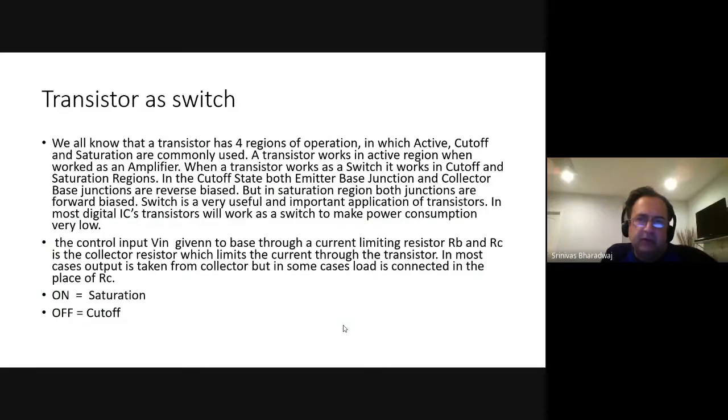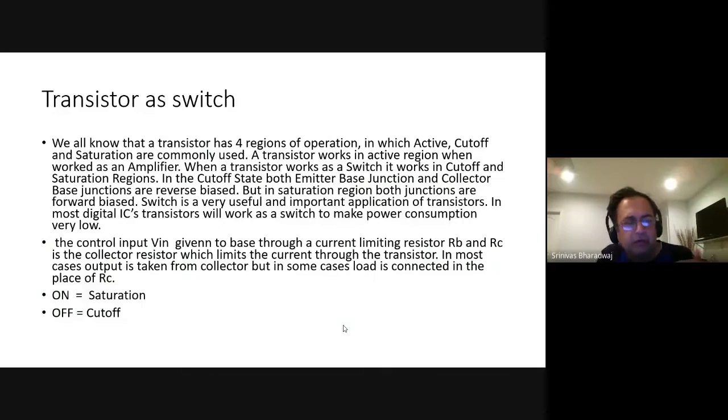The previous case we were working on was the active region, the slope, right? So now instead of working in the active region, you're either on or off. You're on when you're in the saturation region, and you're off in the cutoff region. In the cutoff region, there is no current. So that's what happens in the case of a transistor.